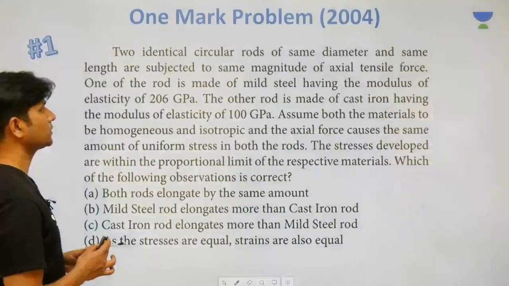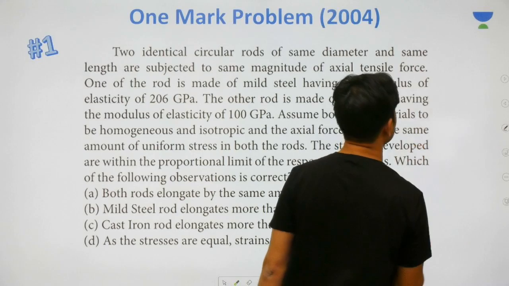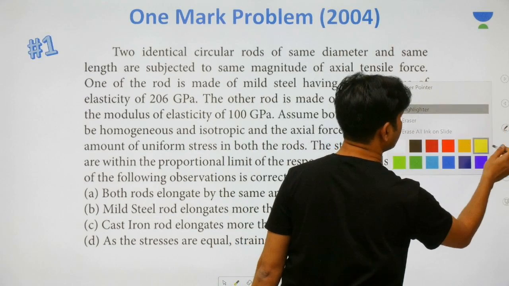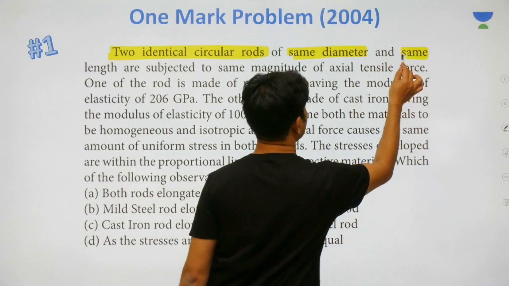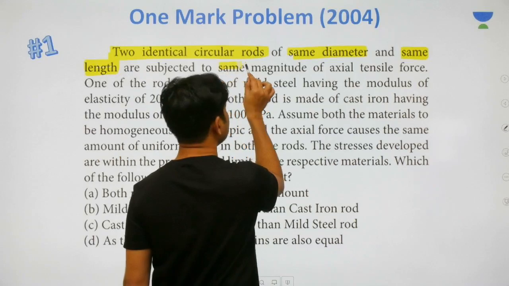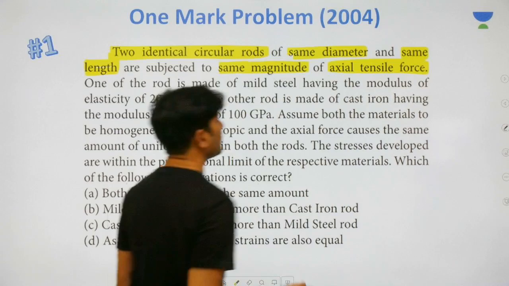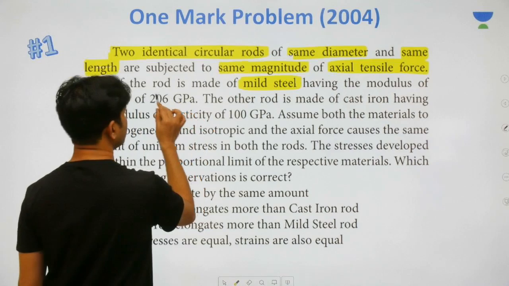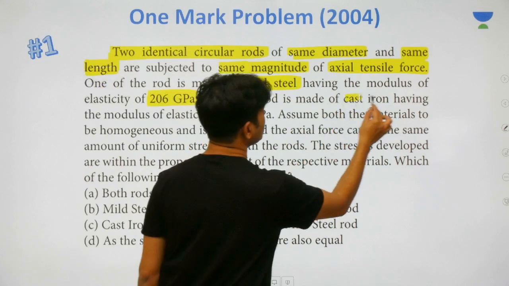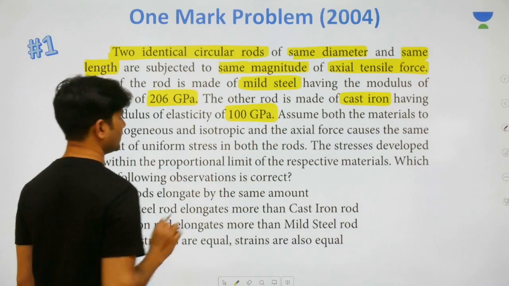My dear friends, in 2004, they asked this particular problem for 1 mark. This problem says that we have got two identical rods of circular section, and they have the same dia and the same length. They are also subjected to the same magnitude of axial tensile force. But one of them is made of mild steel, with a modulus of elasticity of 206 gigapascal, and another is made of cast iron, with a modulus of elasticity value of 100 gigapascal. Then further, as usual, homogeneous isotropic things are given.